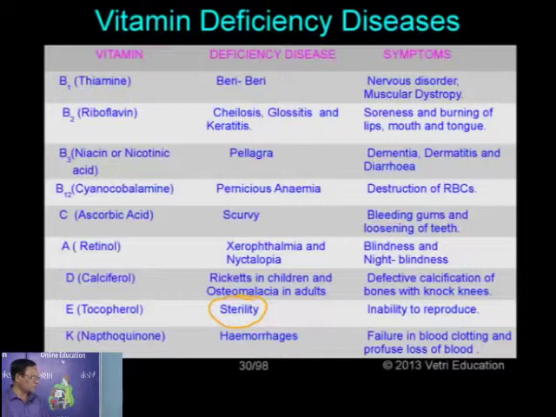And if there is failure of the synthesis of prothrombin with the help of vitamin K, then what will happen? Failure in the blood coagulation or clotting process. As a result, the blood is lost continuously, a profuse loss of blood. So these are some of the vitamins, and we have more vitamins with more disorders. But these are all the very important things you have to know.